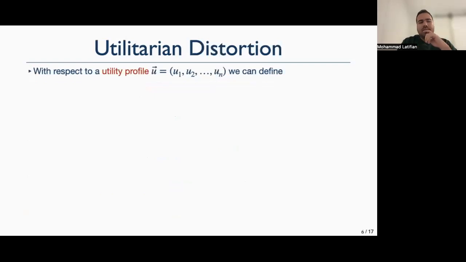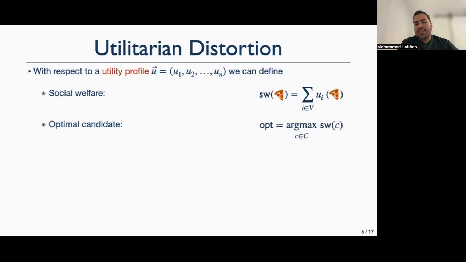With respect to a utility profile, we can define the social welfare of an option as the sum of the utilities of different voters for that option, the optimal option as the one with the maximum social welfare, and the approximation ratio of each option as the ratio between the social welfare of the optimal to the social welfare of that option. So the approximation ratio is a value greater than 1.